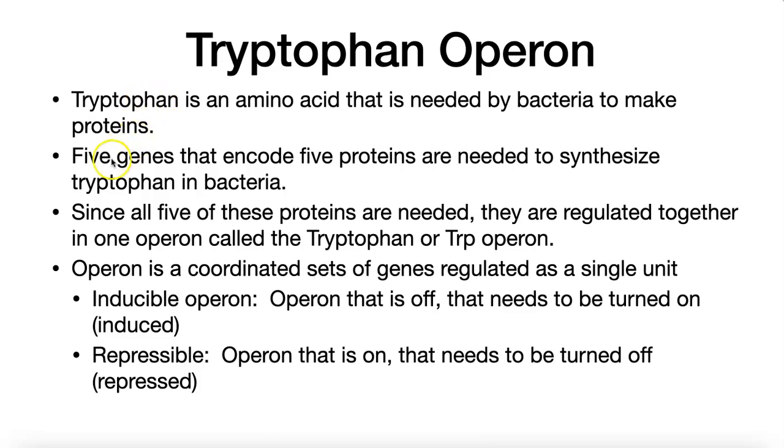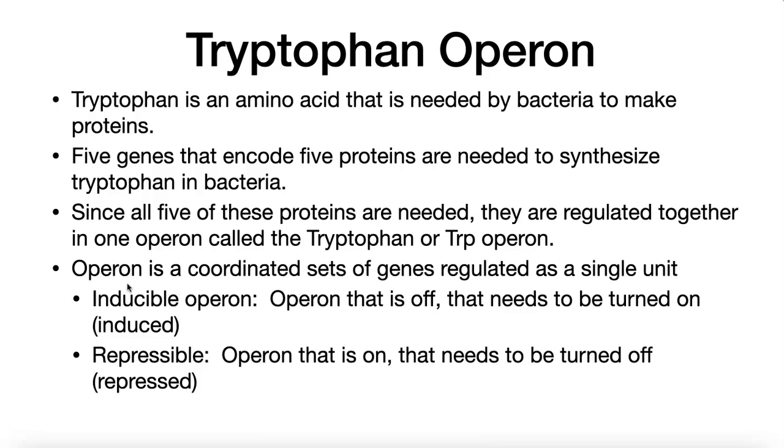What the tryptophan operon does is it encodes, so it's a piece of DNA that will ultimately make 5 different proteins that are these enzymes needed in the synthesis of tryptophan. All 5 of these proteins need to be present to ultimately synthesize this important amino acid. Since all of them are needed and they work as a group together, they are regulated together as a single unit called an operon, more specifically the tryptophan or Trp operon. Again, operons are coordinated sets of genes that are regulated as a single unit.